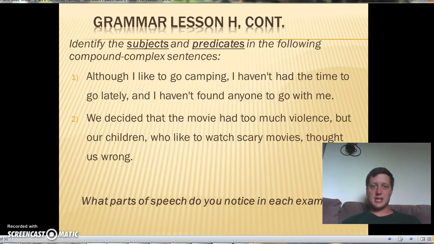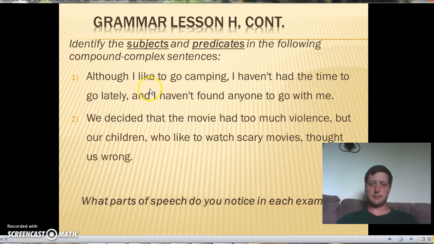Grammar lesson H continued. Take a look at these two sentences here and see if we can find the subjects and predicates in the following compound complex sentence. Remember, at this point you're going to have three different subjects and predicates in the sentence. Did you get a chance to pause and look? Good. So, although I like to go camping, what type of clause is that? Dependent clause with a subordinating conjunction here.